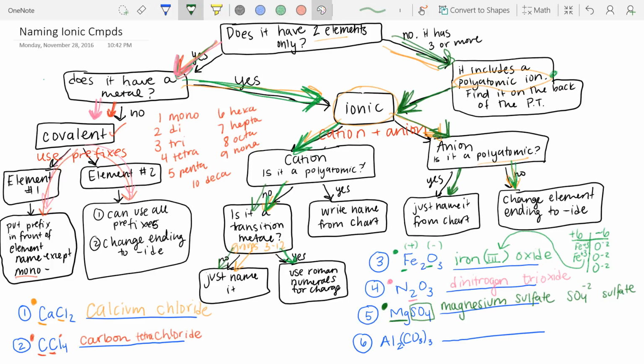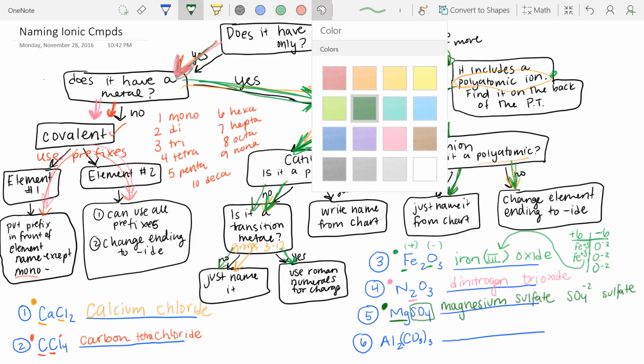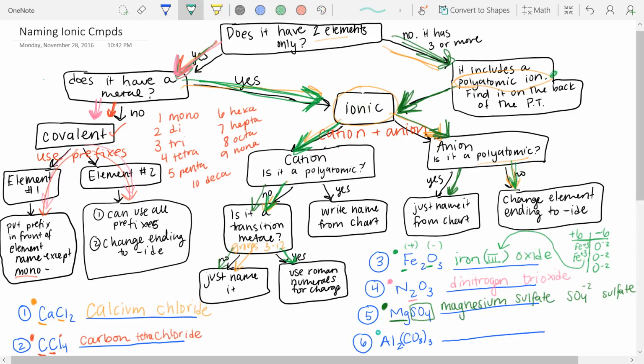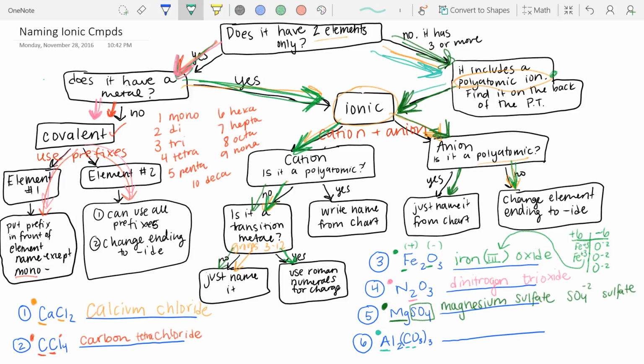Okay, let's do the final one here. We'll do it in this kind of teal-ish blue color. Okay, we ask ourselves, does it have only 2 elements? Well, we have a capital A and a capital C and a capital O. So no, it has in fact 3 or more. And so that means it is going to include a polyatomic ion, and it will make it ionic.